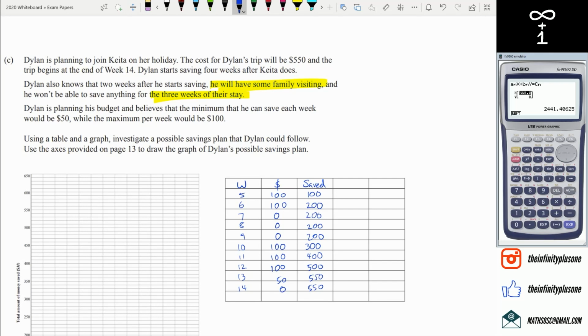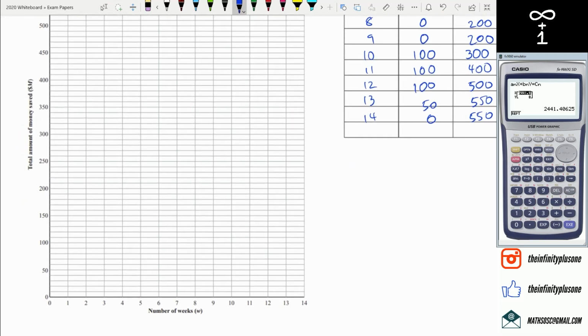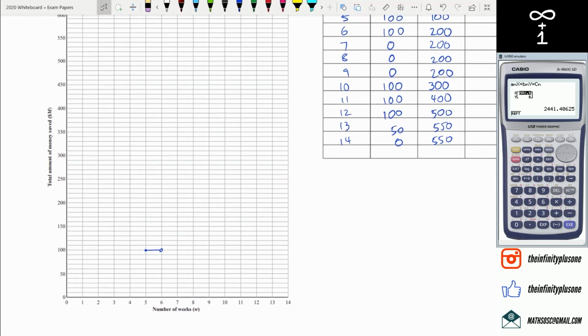So we've got a graph. We haven't done a graph yet, so we're now going to put this as a graph. What's happening is he's saved no money, he only starts saving from the 5th week onwards. So the 5th week, we've put it as 100, a closed circle, and we go all the way to the 6th week and open it up. 6th week, he saves $200, so that's going to be there, and that goes into an open hole.